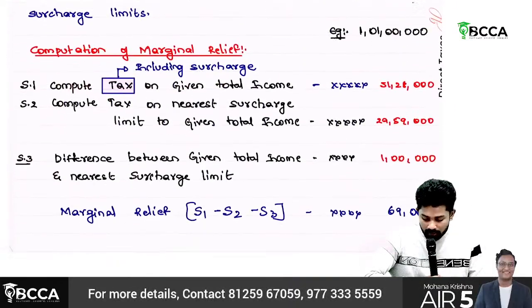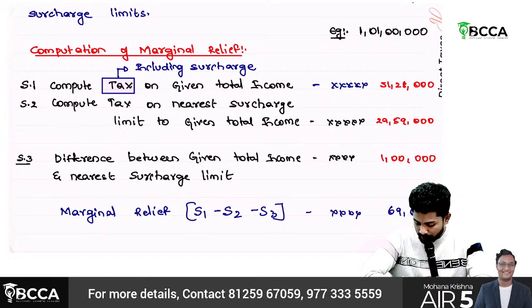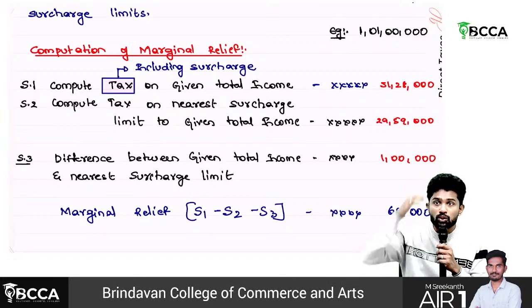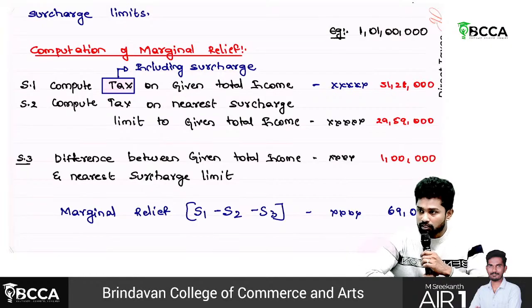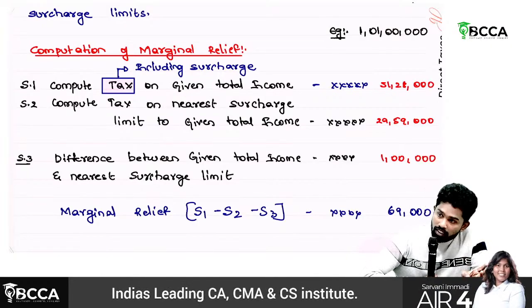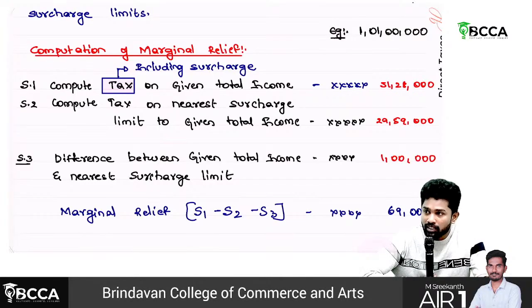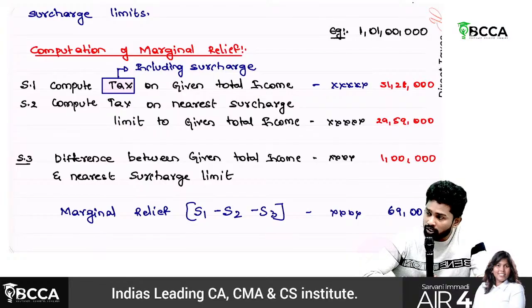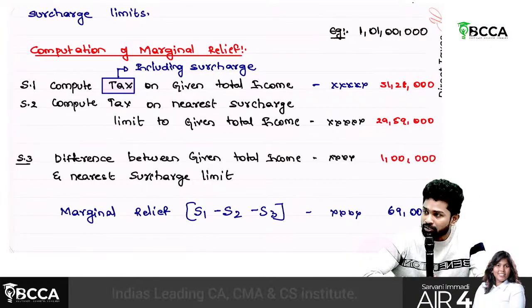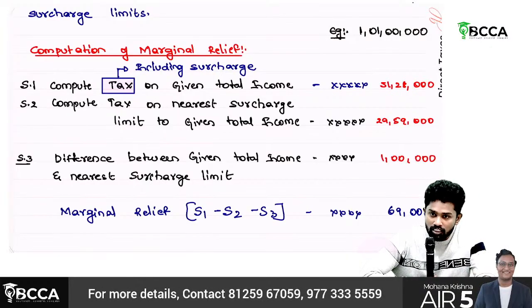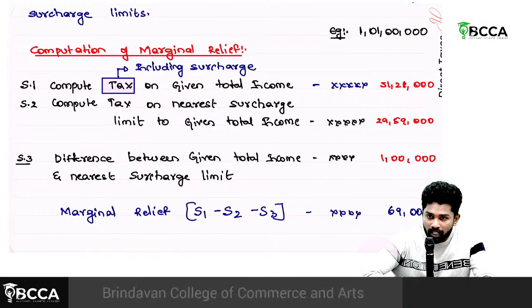Then we discussed marginal relief. How to compute marginal relief? Understand that marginal relief will come under the default regime as well as under the old regime. It comes even for companies, firms, AOP, BOI. So for any kind of person, if there is surcharge, then we need to check about marginal relief.